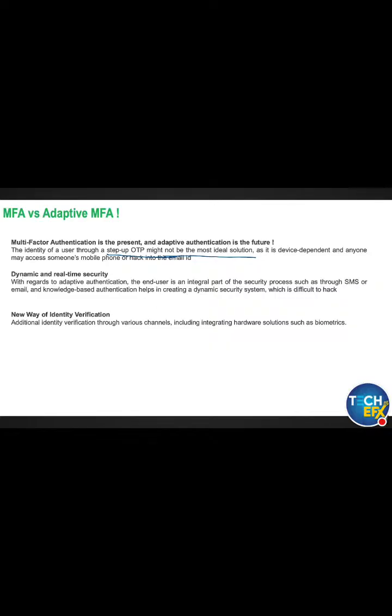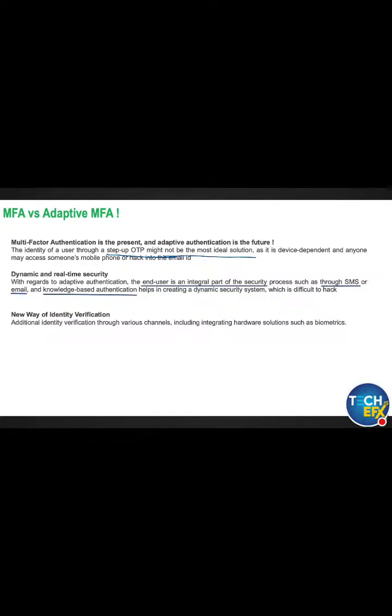Okay, next is dynamic and real-time security. You must have seen that standard MFA follows a set of patterns and has certain processes to be followed. Whereas with adaptive authentication, the end user is an integral part of the security, such as through SMS or email, and knowledge-based authentication helps in creating a dynamic security system, which is difficult to hack. The move is towards behavioral aspects of users rather than device-based simple password and OTP. It offers a new way of identity verification.